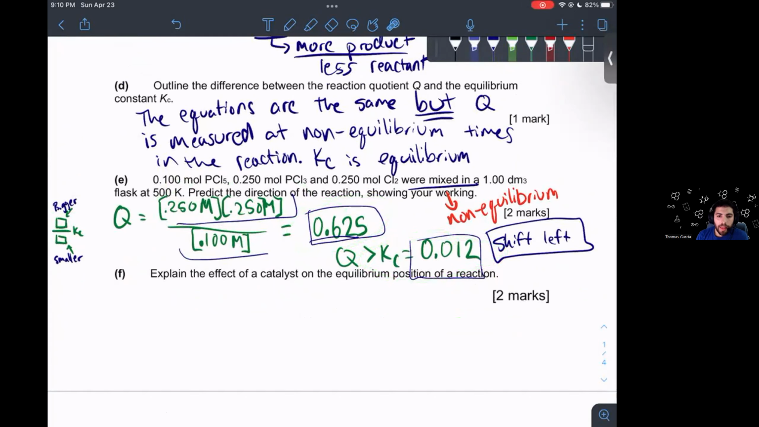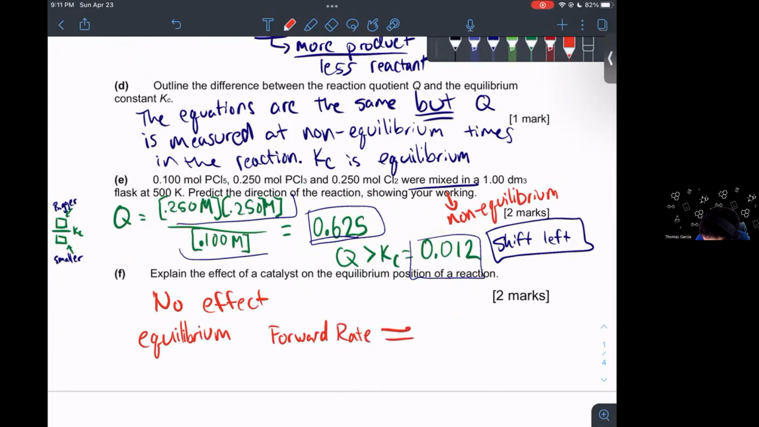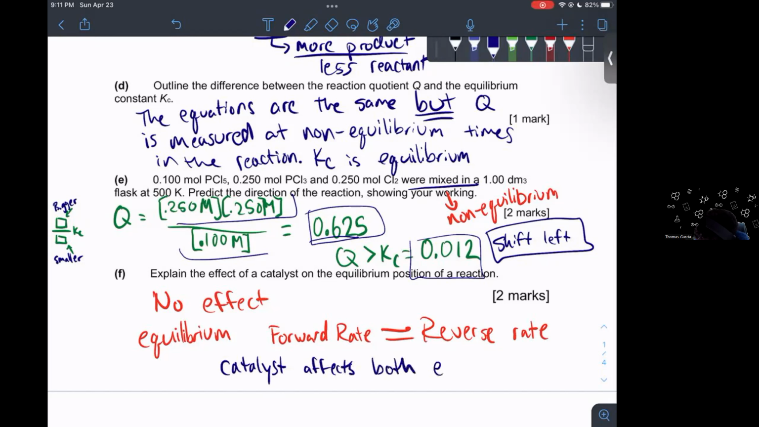Okay, last one. Explain the effect of a catalyst on the equilibrium position of a reaction. And this one is just kind of, you got to think about it or memorize it. But either way, there is no effect. Remember, equilibrium is where forward rate is equal to reverse rate. But a catalyst affects both equally.